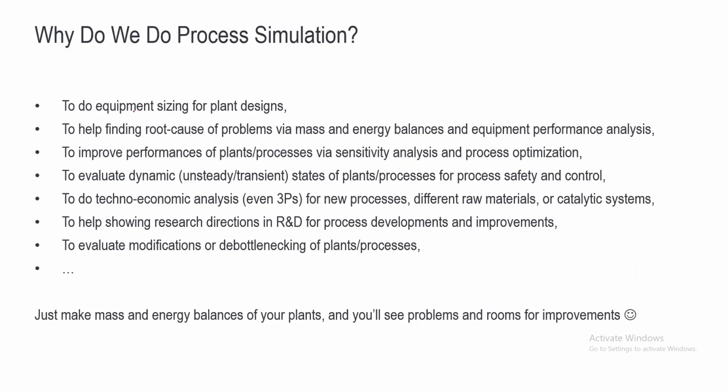And then the second one, once we make a model of a plant or a section of the plant, we use it to help find the root cause of problems. Typically when we have input streams and output streams, we have some other streams that are not known, and then we can use the model to find how big those streams are that are leaking, for example, and where these components are. Are they going up the distillation column, or going down to the bottom streams? We can do so with the help of process simulation.